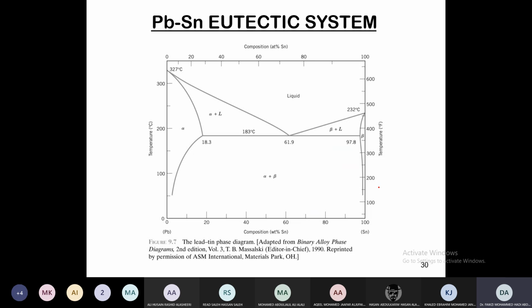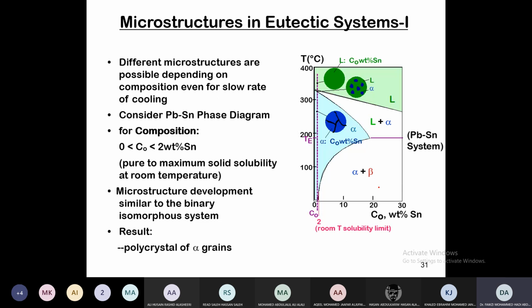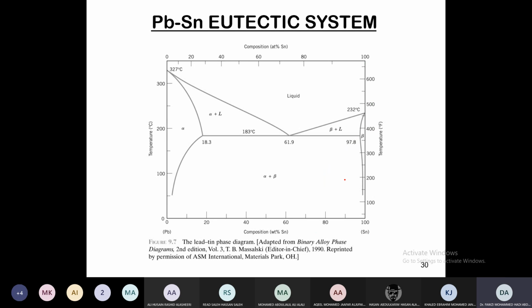This is the eutectic phase diagram, just showing you another one so that you are acquainted with the different shapes. That is the same thing. Now let us look at the development of the microstructure. Any questions, guys, so far?